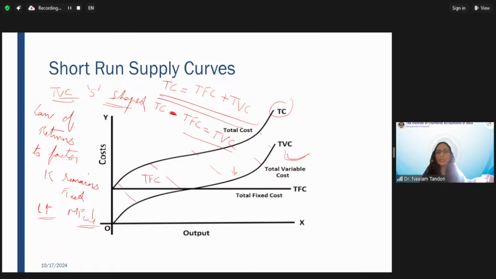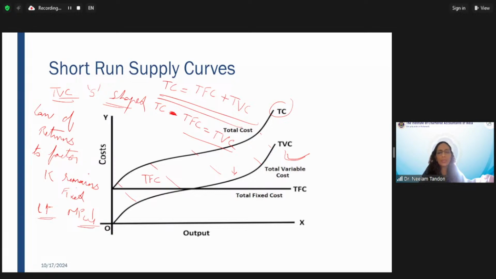Reason being, you can buy new land, you can buy new machines, you can have more salaried class people or workers who can work full-time for you and on the roll of your organization. So that's the concept of short-term and long-term supply curve.